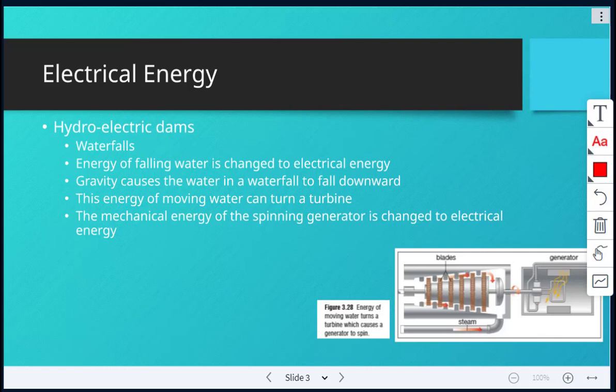All right, so gravity causes the water to fall downward. The energy of that moving water will turn a turbine, shown here, and then the mechanical energy of the spinning generator within gets changed to electrical energy. All right, but it is that initial energy from that moving water which will turn the turbine, which will then cause that generator to spin, okay, producing electricity.